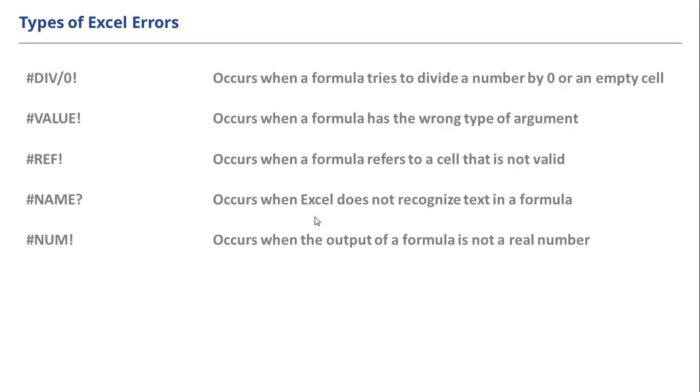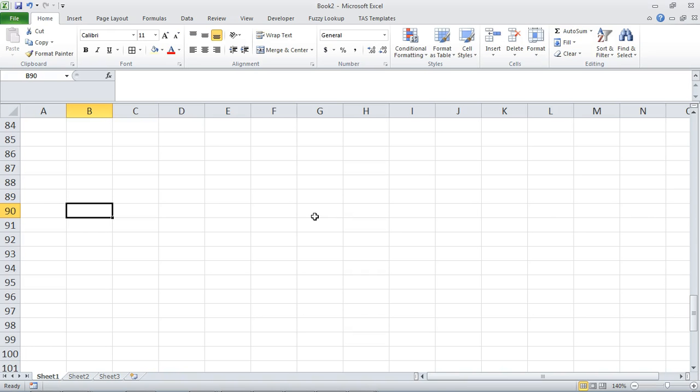The next Excel error is called #NUM!. This occurs when the output of a formula is not a real number. For example, if we write equal to 2 to the power 2000, this is a very huge number and Excel returns a #NUM!. Similarly, if we write equal to SQRT, which is the square root function, and give -1 as an argument, then the output is #NUM! because the square root of -1 is once again not a real number.